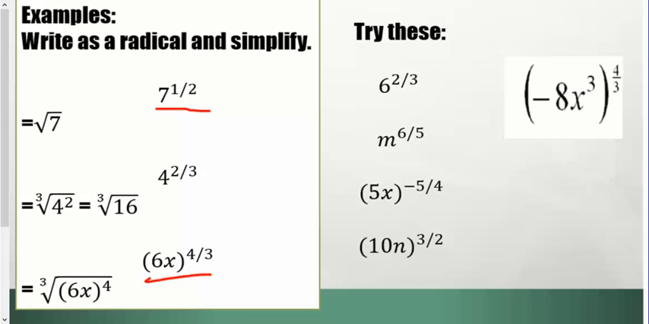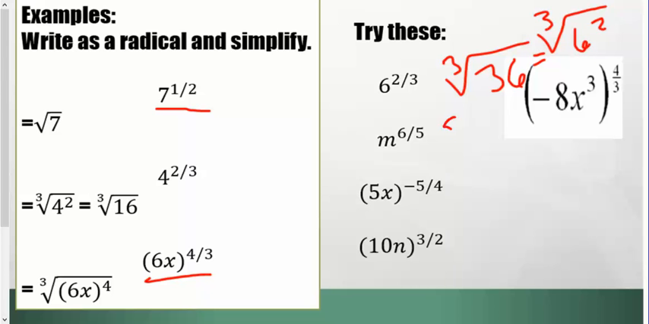So here I would have this as the cube root of 36, because that's the cube root of 6 squared, and 6 squared is just 36. This next one would be the fifth root of m to the 6th. Next we have, since that's a negative power, I need to put that in the denominator. So it would be 1 over the fourth root of the quantity 5m to the 5th.